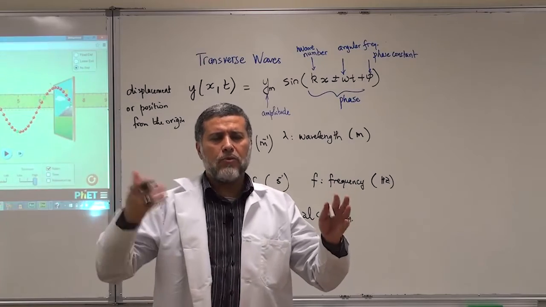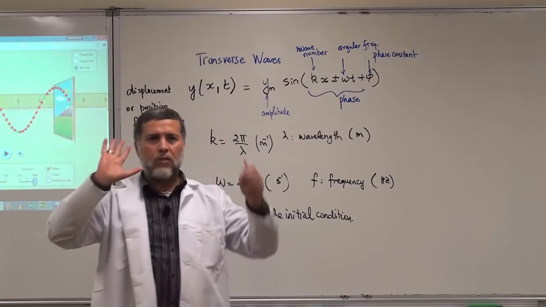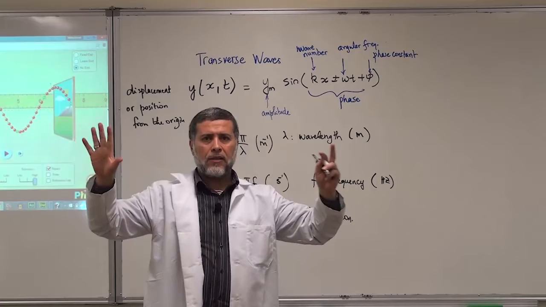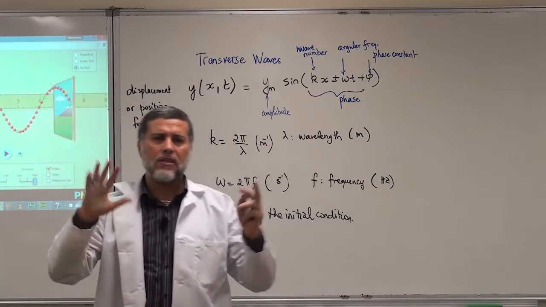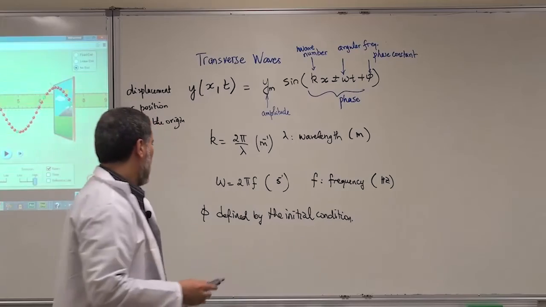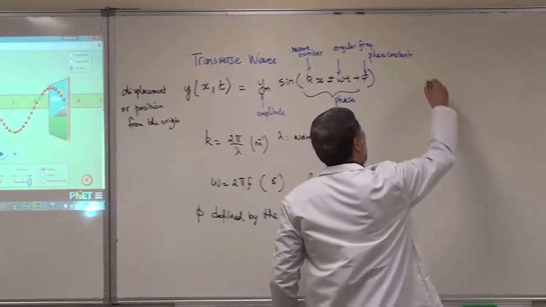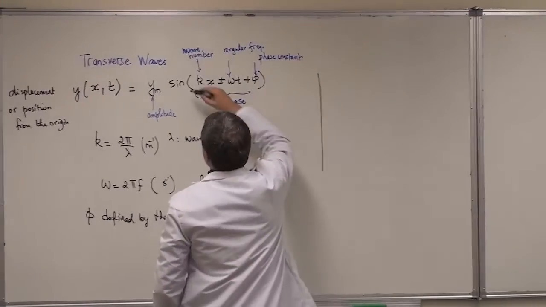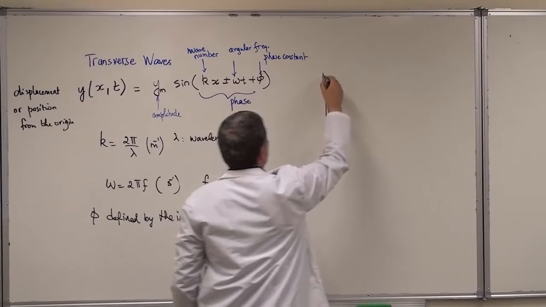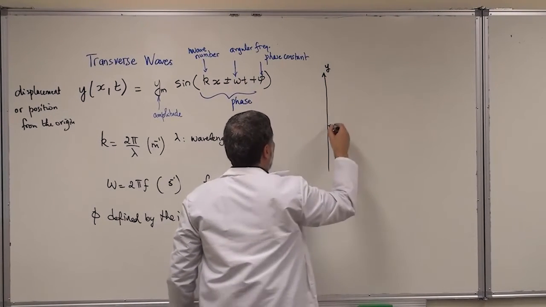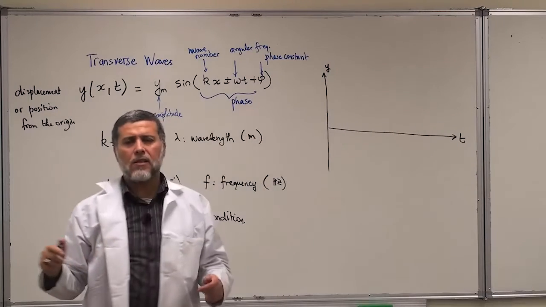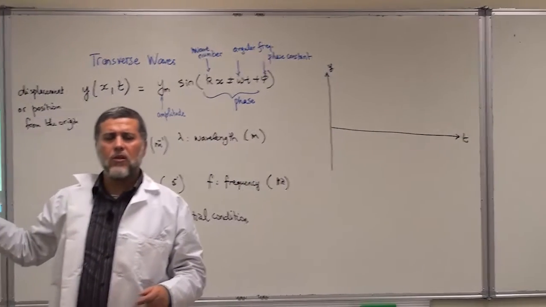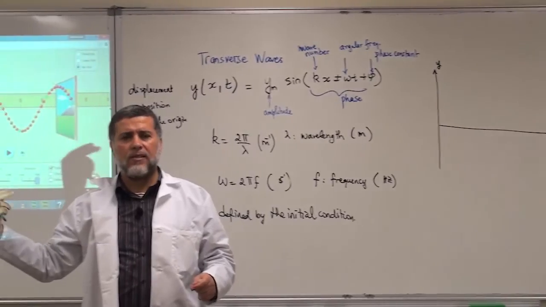The figure I showed you before about the string, when the figure was not moving, we call this a snapshot. We can also draw here, since we have two variables, x and t, y versus t. In the snapshot, time was fixed.